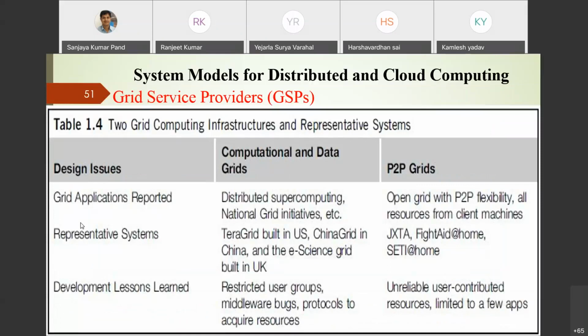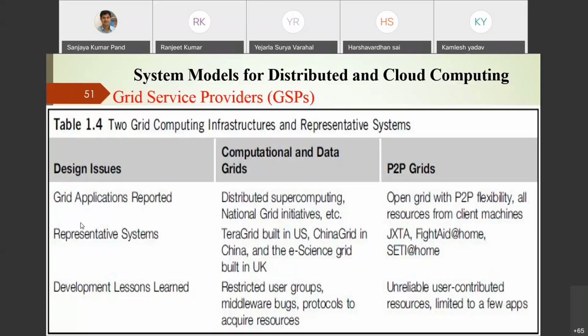The first design issue is with respect to grid application support. Supercomputers can also participate in your grid, right? Distributed supercomputing: various supercomputers are listed on top500.org. Sometimes we require that much power, which is why we connect one supercomputer with another supercomputer. And these supercomputers are not placed in a single place, they are around the world. That's why we call it distributed supercomputing, right? Or the National Grid Initiative by the US, that is also one of the grid applications.